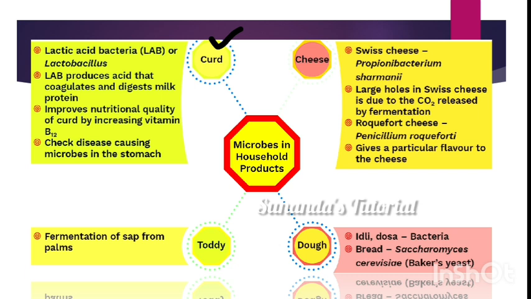LAB or lactic acid bacteria produces acid that coagulates and digests milk protein, and improves the nutritional quality of curd by increasing vitamin B12. Remember this point, by increasing vitamin B12. And it also checks disease-causing microbes in the stomach. It also improves our stomach health.